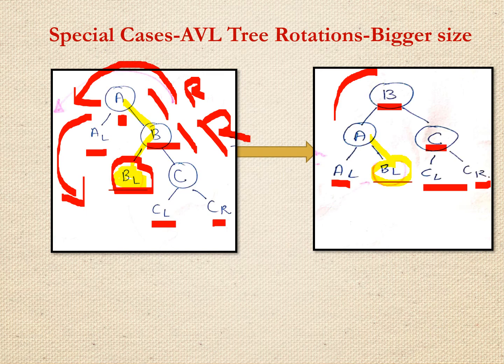This way we can find some of the special cases while understanding the rotation in AVL tree. Let us go ahead. So again, this was a right-right imbalance. Already I have explained it. It is a right-right imbalance because this right node, that is C, was right to B, and B was right to A.